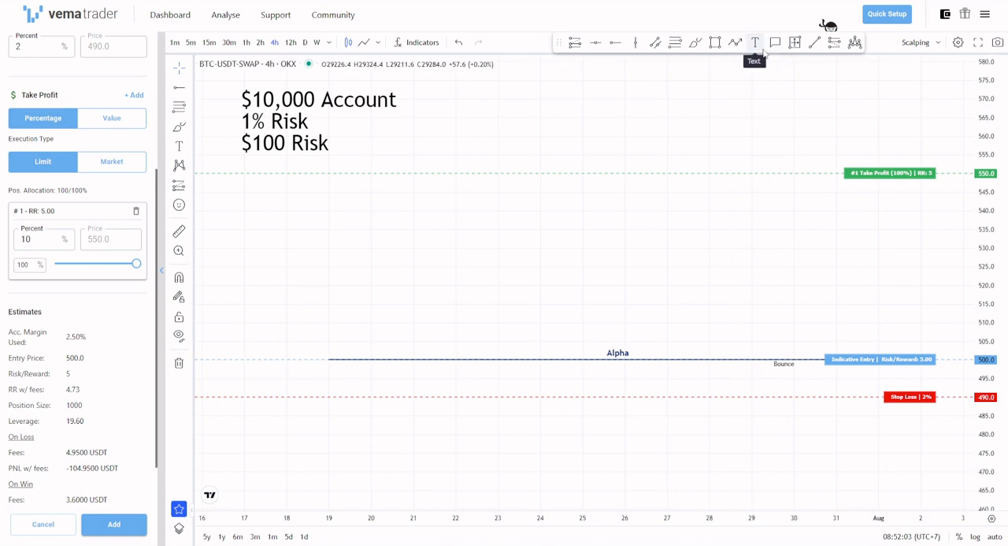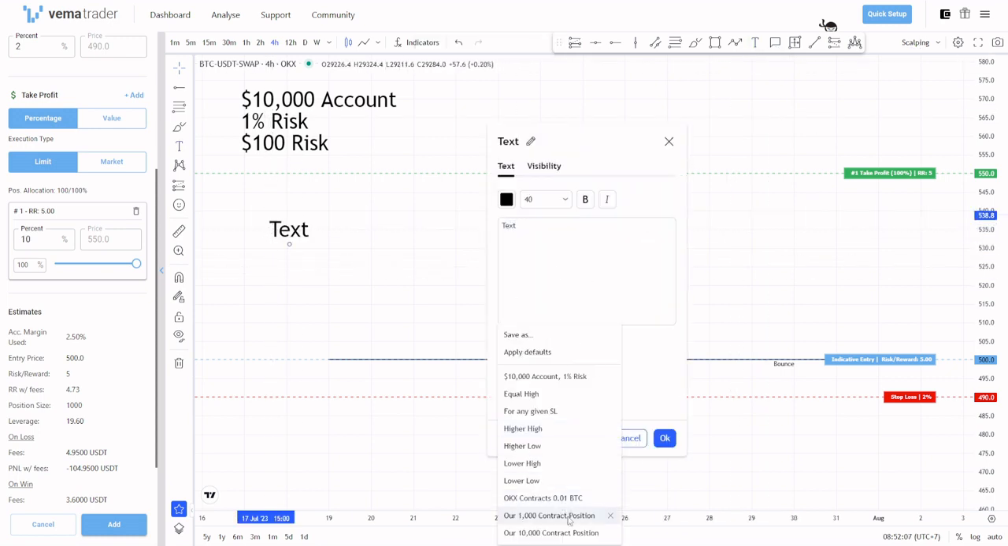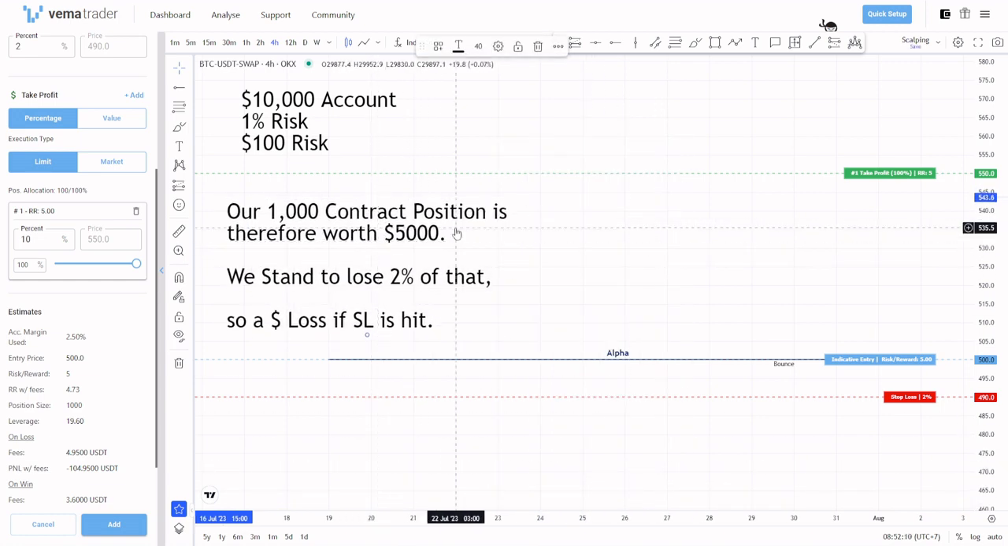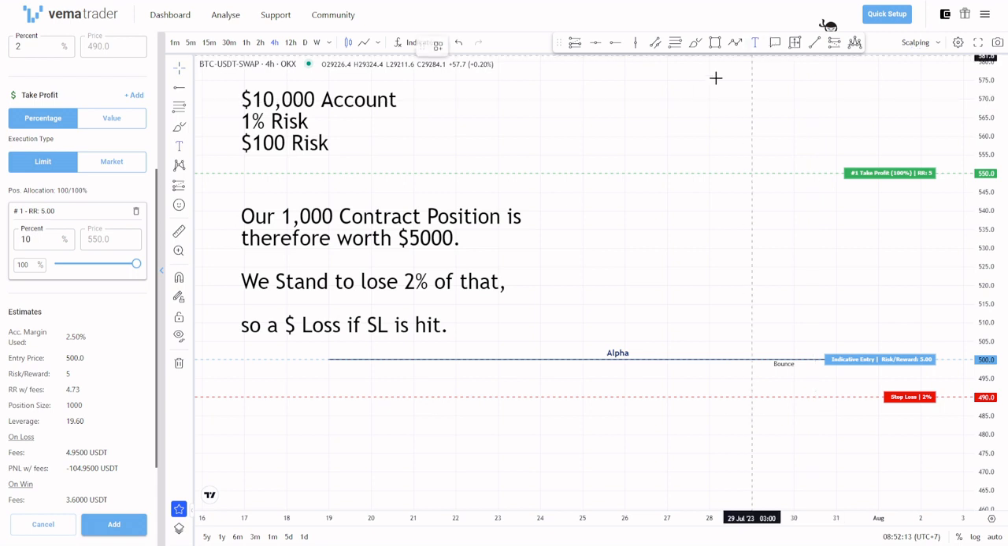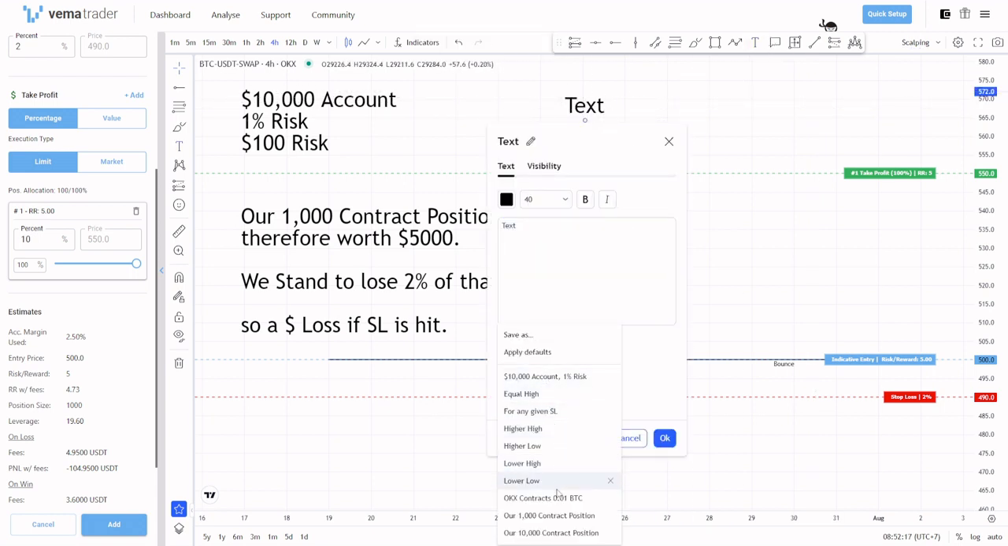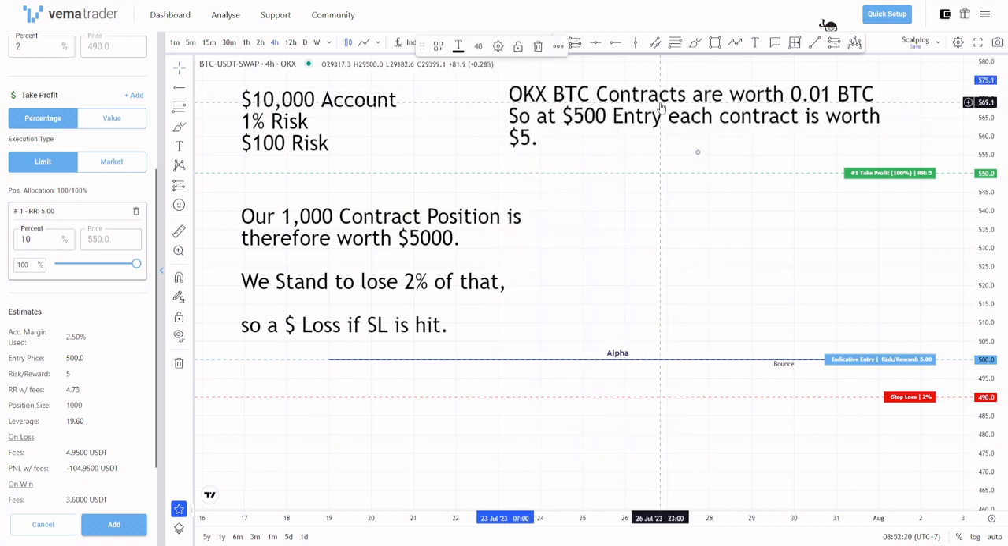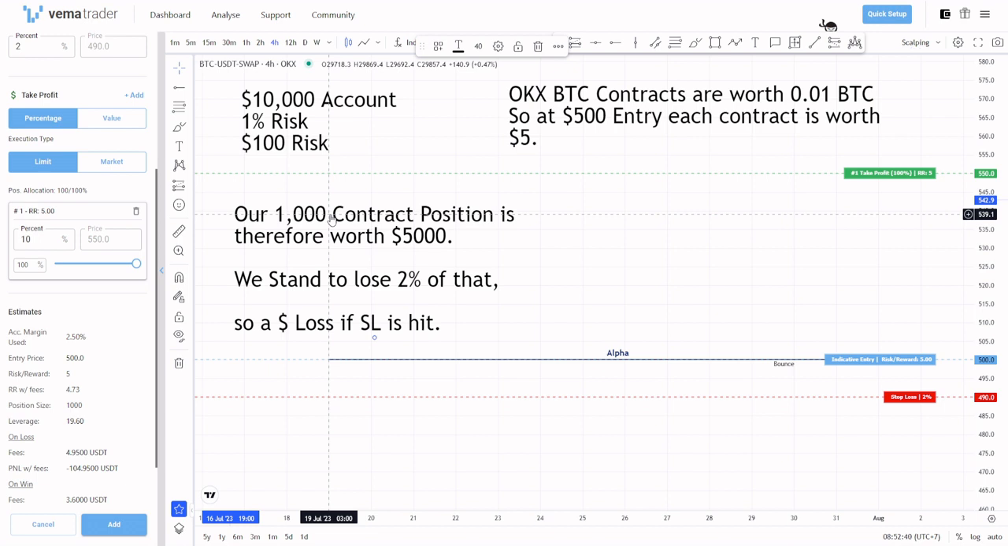Now, how did it get that value? Well, what we can do is we can look at, we have a 1,000 contract position. Now, what is a contract? Well, a contract for OKX is 0.01 Bitcoin. So for this trade, we're looking at a $500 entry, again, because it makes the math easier for me, so I set it up that way. We're looking at a $500 entry, which means 0.01 of a Bitcoin at $500 would be worth $5 each. So Vema has calculated that our position value in USD must be $5,000. So we can check that. We can make sure that's right. We have a 1,000 contract position. Each contract is worth $5. That gives us a position value of $5,000.